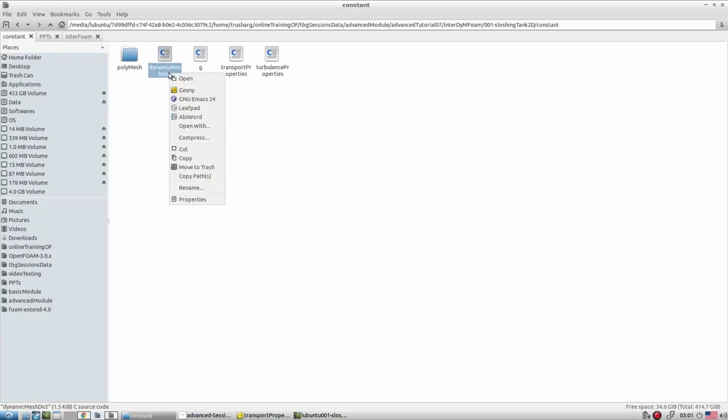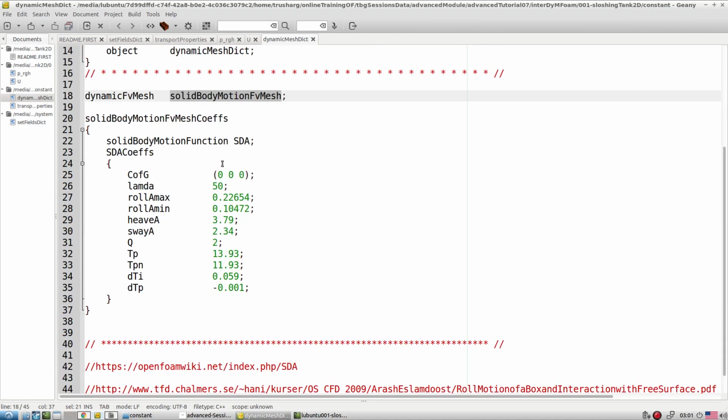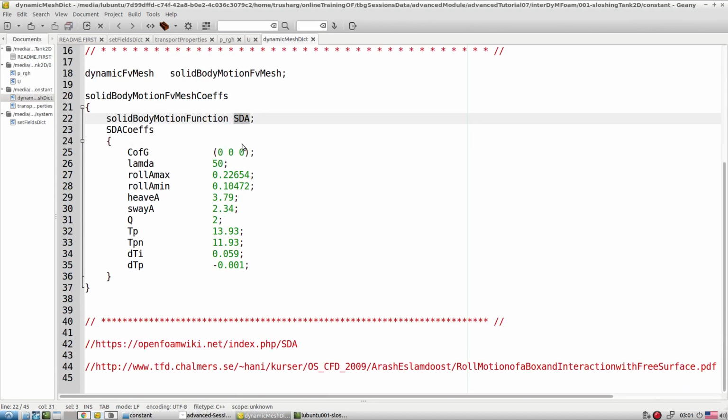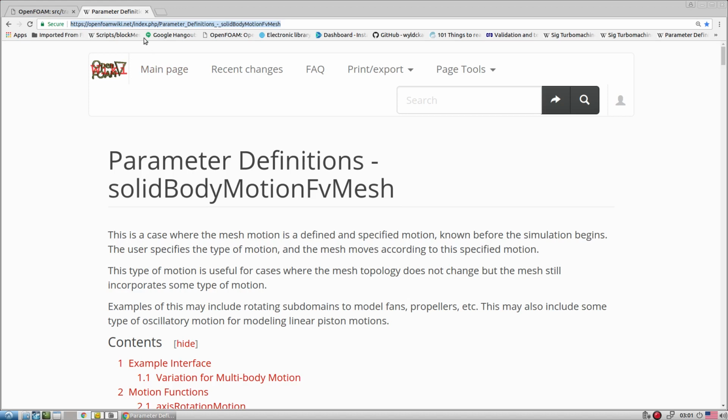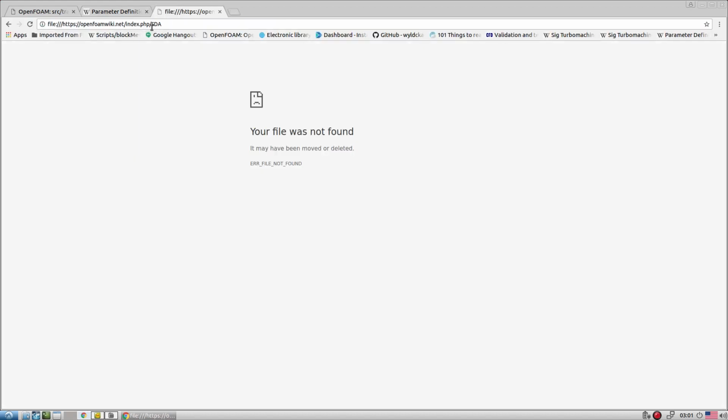For that we are using the solid body motions FV mesh solver, and we are working with the solid body function as SDA. If you want, we can check how exactly the different entries are available inside of it. For that, very nice, the wiki is available, so let's explore that area.